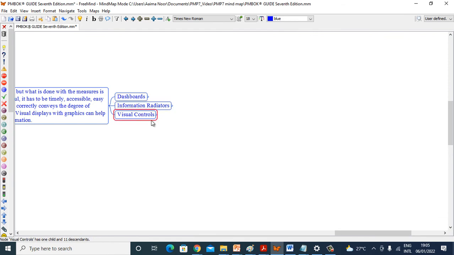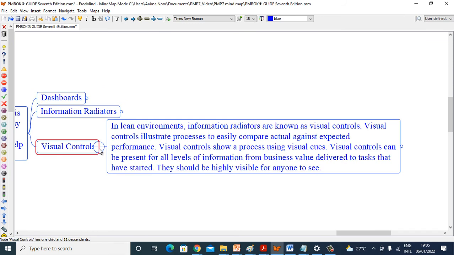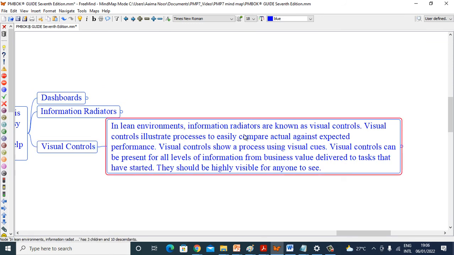Now you see visual controls. In lean environments, information radiators are known as visual controls. Visual controls illustrate processes to easily compare actual against expected performance. A visual control shows a process using visual cues. Visual controls can be present for all levels of information, from business value delivered to tasks that have started. This would be highly visible for anyone to see.